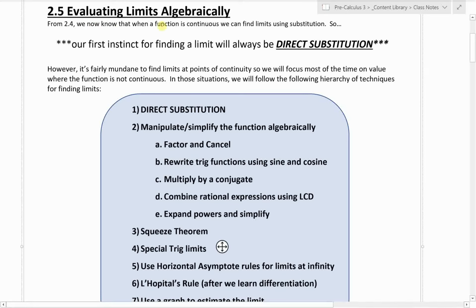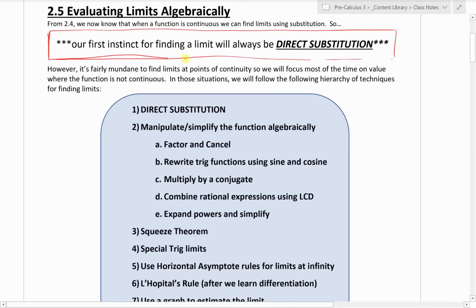From the last section, we know that when a function is continuous, we can find limits for that function using substitution, right? Since substitution is always going to be our easiest, our first instinct for finding a limit will always be direct substitution. I'm going to repeat this a number of times in the next few months. So let me start here. Our first instinct for finding a limit will be direct substitution.